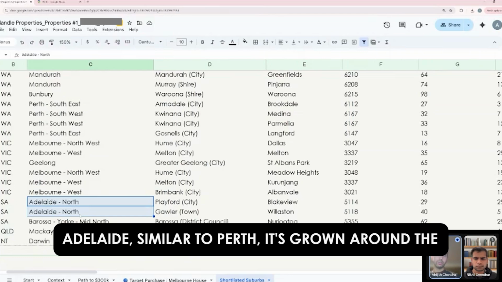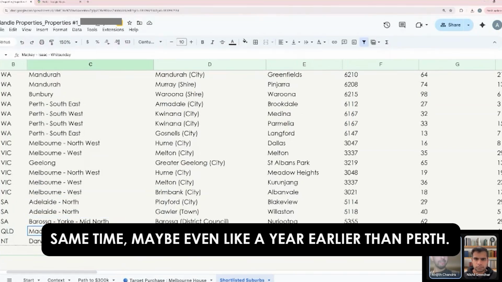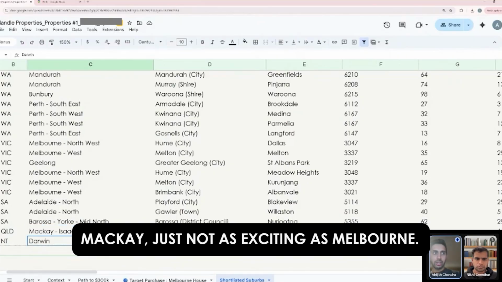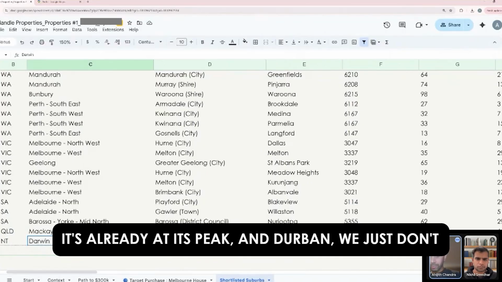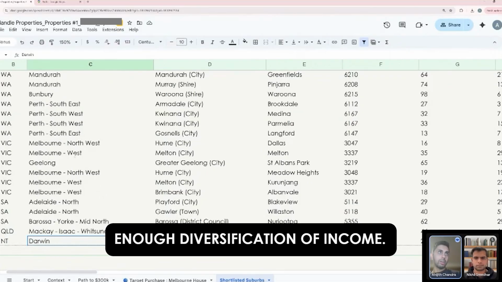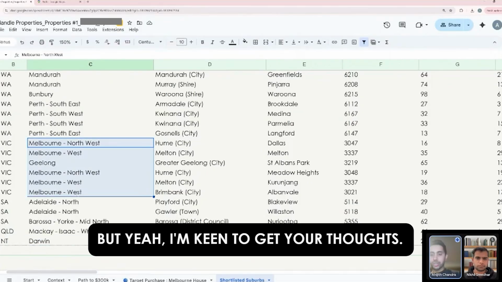Adelaide, similar to Perth, grew around the same time, maybe even a year earlier than Perth. So we see most of Adelaide has dropped off. Mackay is just not as exciting as Melbourne. It's already at its peak. And Darwin, we just don't like that there are no infrastructure projects and not enough diversification of income. But yeah, I'm keen to get your thoughts.